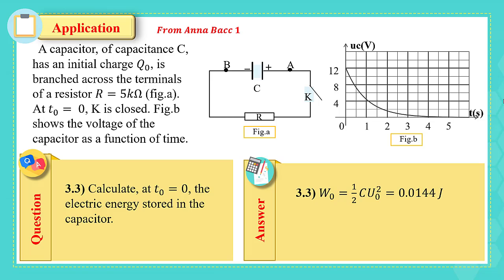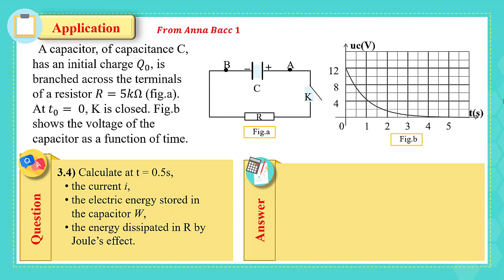Calculate at time t equal to 0 the electric energy stored in the capacitor. I have to use the formula W0 is equal to half C U0 squared, which is equal to, by calculation, 0.0144 joules. Here, U0 should be equal to 12, and the capacitance C is given, or we have calculated it in part B.